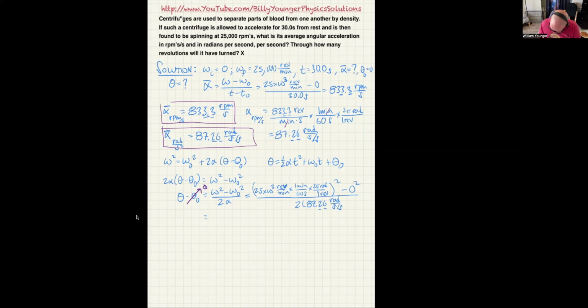I'm going to take 25 times 10 to the third. I'm going to multiply that by 2 pi. And now I'm going to divide that by 60. And now I'm going to square that.